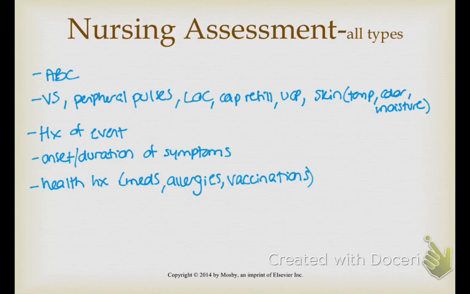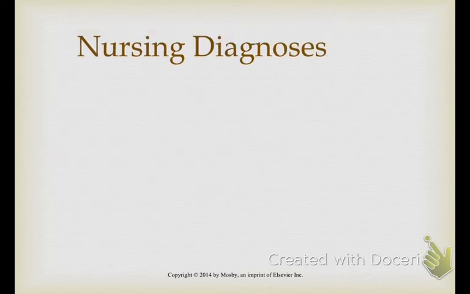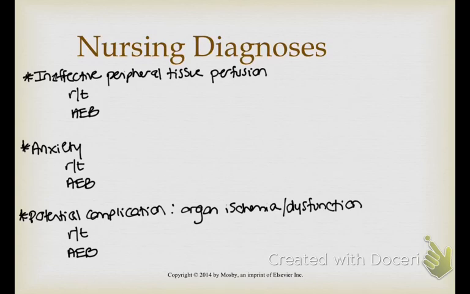ABCs, onset, health history, right? Nursing diagnosis. It's all the stuff we already did. It's okay. It's really just an extra slide. I promise it'll be okay. Obviously, they can have nursing diagnoses like decreased peripheral tissue perfusion, anxiety, organ ischemia, all the stuff we talked about.